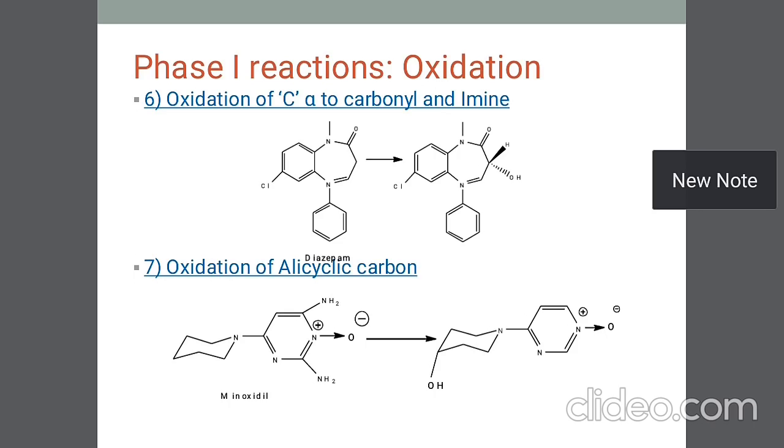So here we have completed the phase 1 oxidations of the carbons, meaning the carbons which are a part of an alicyclic ring, carbons which are a part of a benzene ring, and carbons which are directly attached to a benzene ring. In the next lecture we will see the other types of phase 1 oxidation.